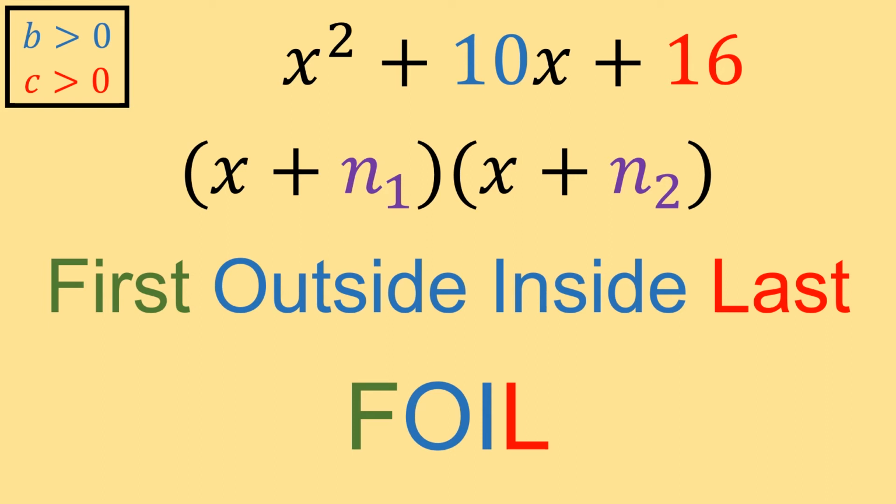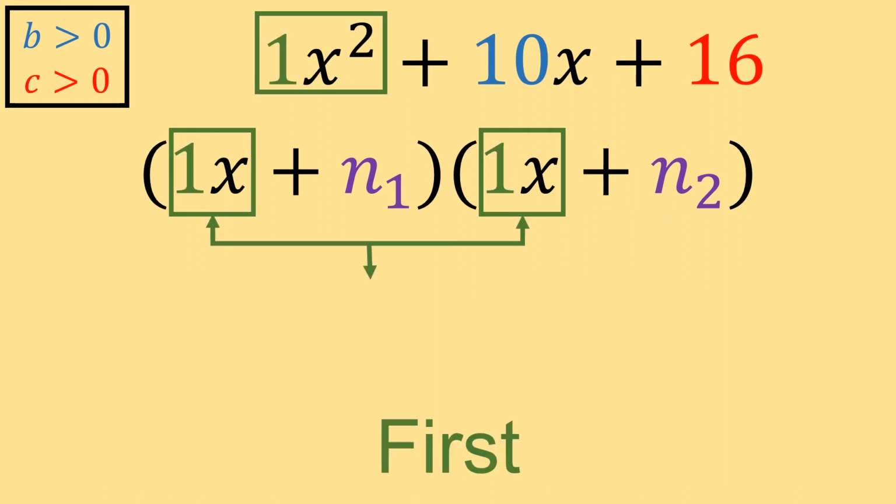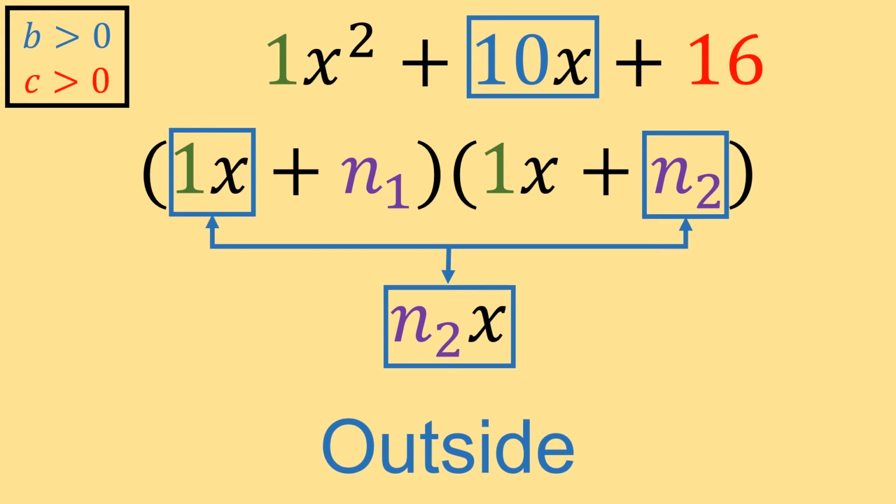Now you'll notice that here I have colors on FOIL, specifically to match the letters with the particular terms that they are all associated with. You'll see that F, first, is green and normally goes with the A term in front. Really, what that means is the first term in each binomial when multiplied together should equal my A term, which in this case is 1x squared. So 1x times 1x is equal to 1x squared, and we can move on to O. O deals with the outside terms of each of the binomials.